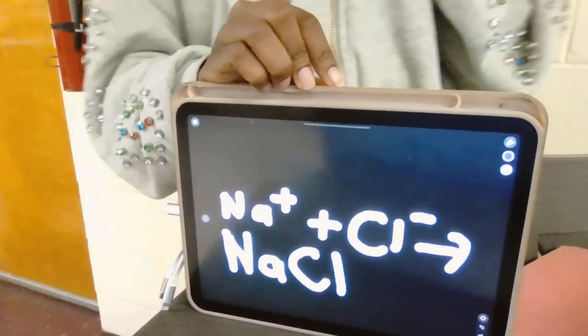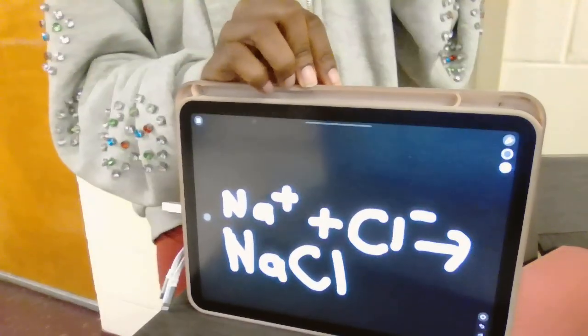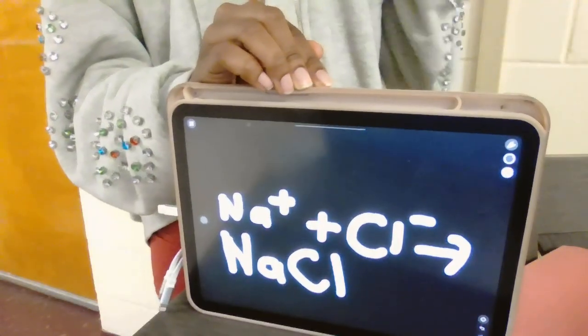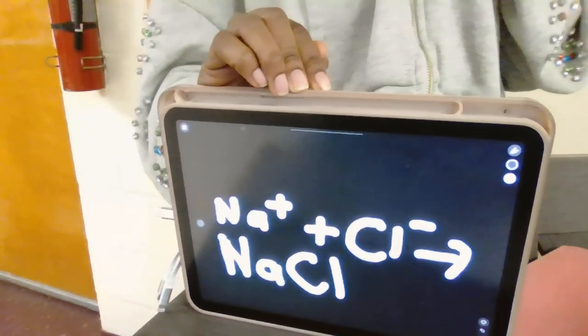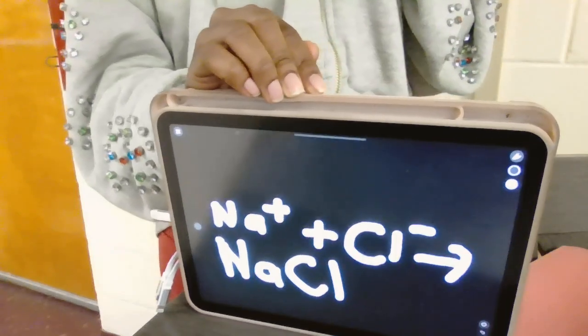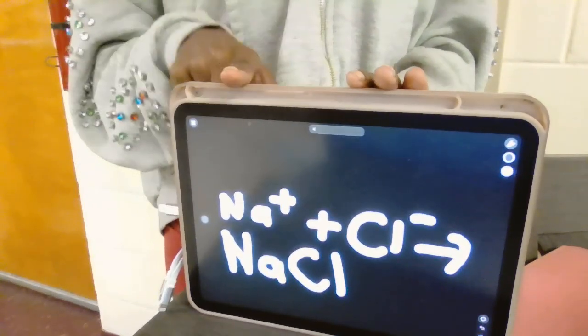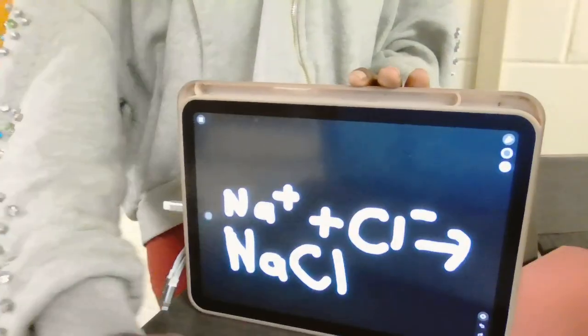Okay, so for the first example, sodium gives one electron to chlorine. The equation is sodium plus chlorine, and that gives us sodium chloride, as you can see. So NaCl.